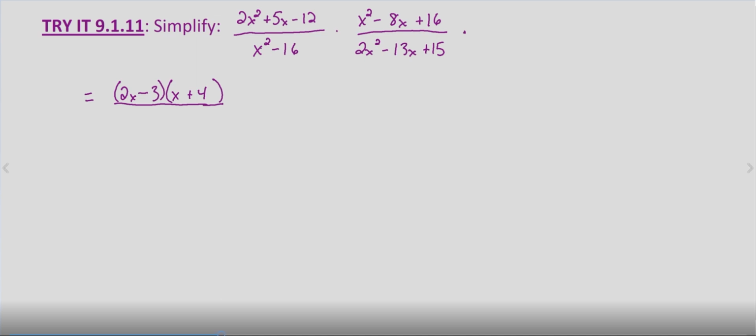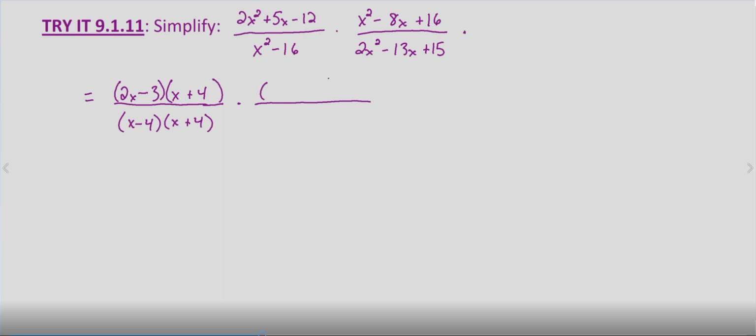So we'll move on to our denominator in our first term, x squared minus 16. Well, that's a difference of squares, x squared minus 4 squared. So that's going to be x minus 4 times x plus 4. Now we'll move on to our second rational expression in our multiplication problem. X squared minus 8x plus 16.